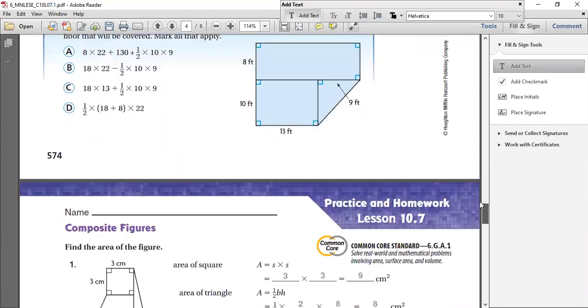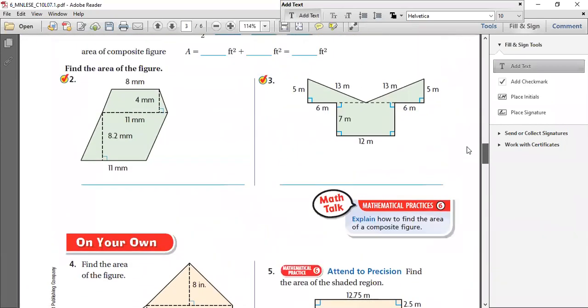So let's move on to today's lesson. I'll show you something new today. Okay, girls, let's start doing question number 3.